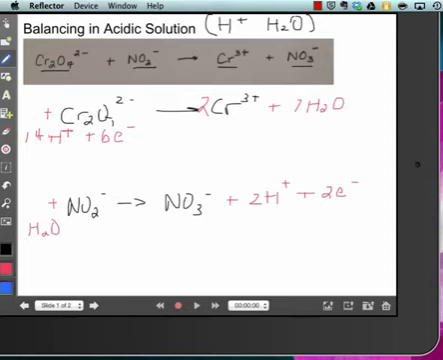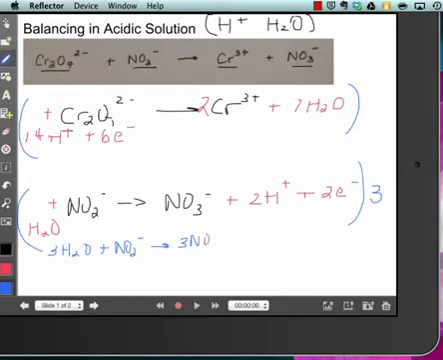What we do next is we have to balance the electrons in the two half reactions. I have 6 in this first one, and only 2 in the second one. So I'm going to multiply this whole reaction down here by 3. When I multiply everything by 3, I'll have 6 electrons. So if I do that, I have 3 waters and 3 nitrites and 3 nitrates, and 6 H plus and 6 electrons.